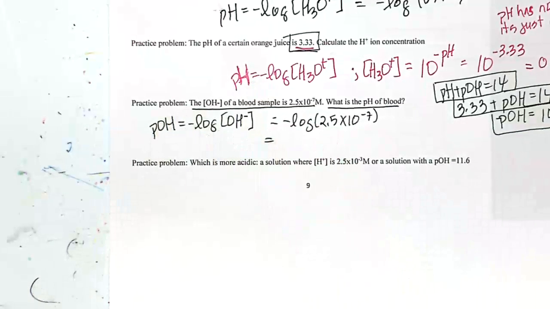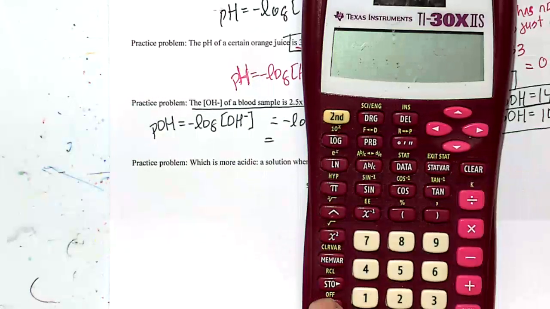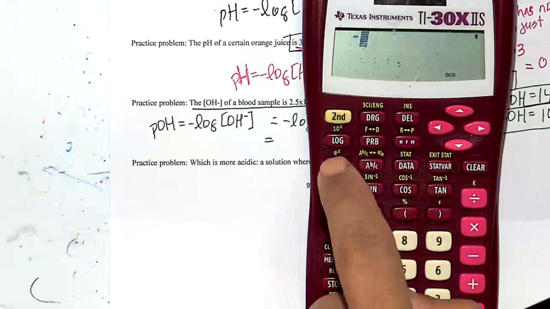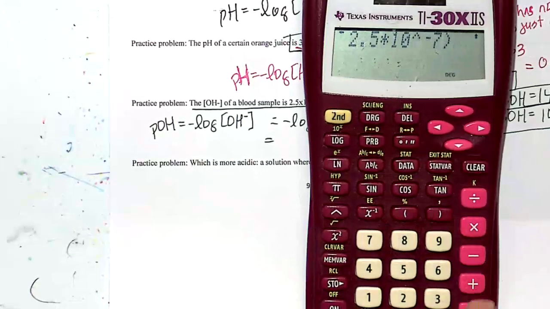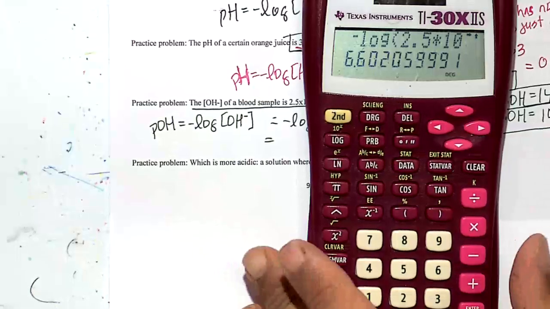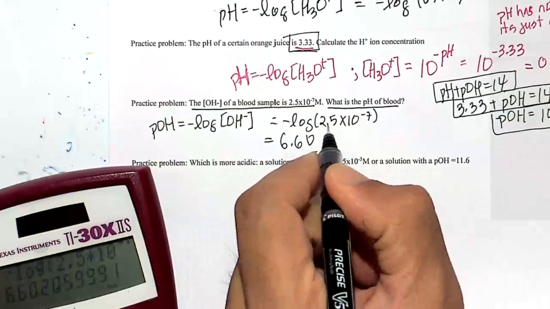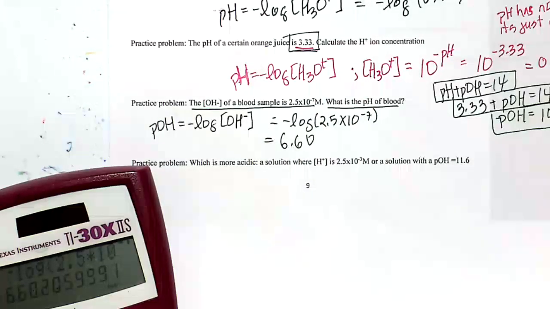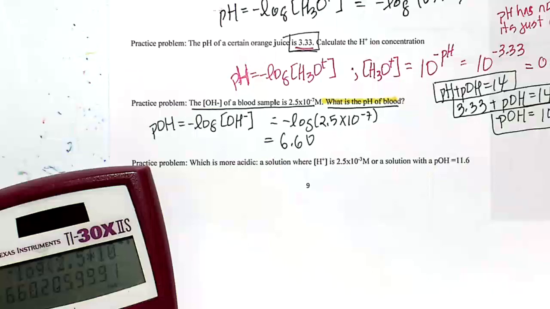What is that on our calculator? Okay, getting about 6.60. That's not our answer. What is our answer? So that's the pOH. So how will we get the pH? What is that relationship again?